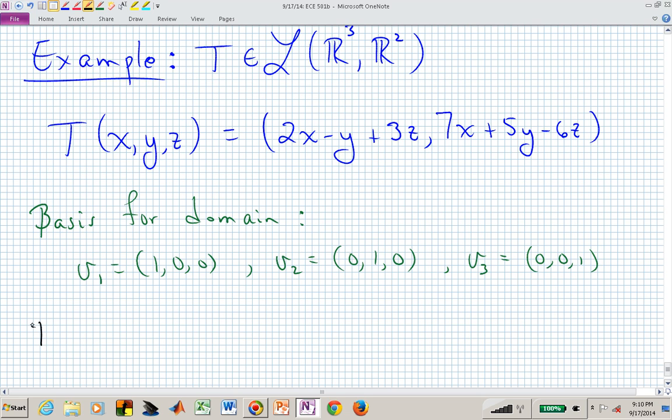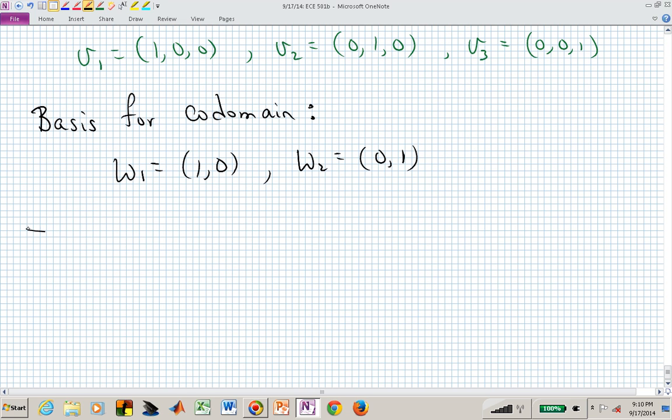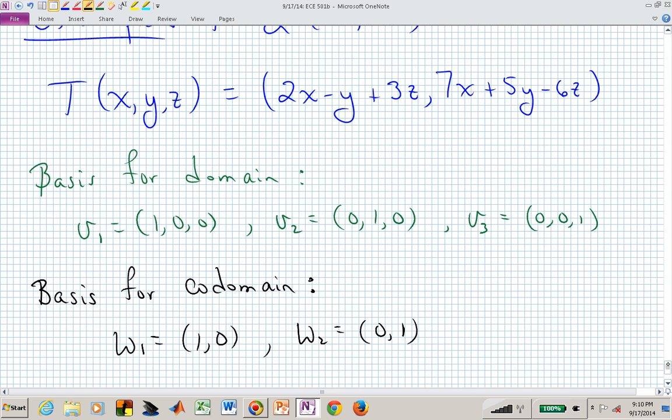Just to keep things simple, or maybe more comfortable with respect to what we're used to seeing, suppose the basis for the codomain is similarly defined to be just the standard basis. Let's say W1 is 1, 0. W sub 2, let's say, is 0, 1. That's now the data that we have to work with.